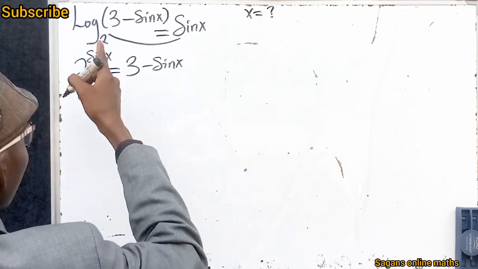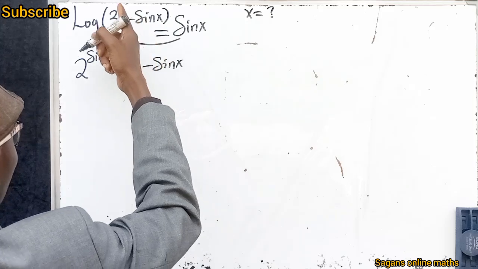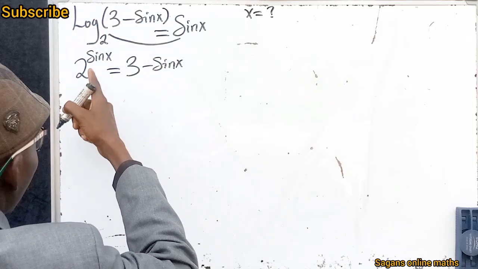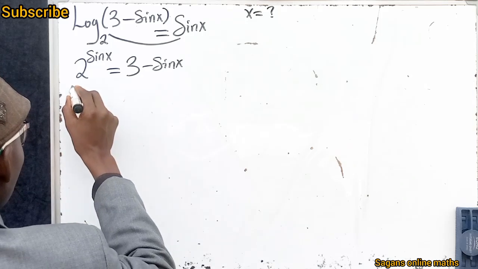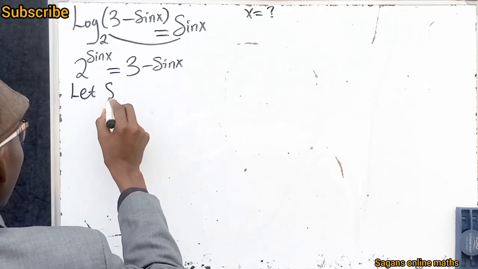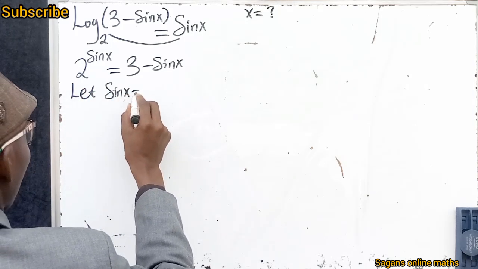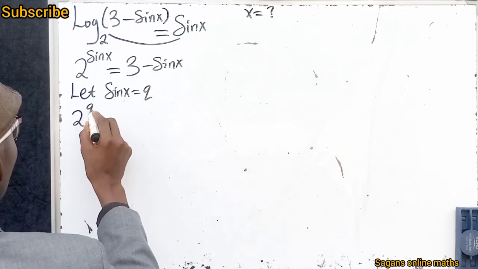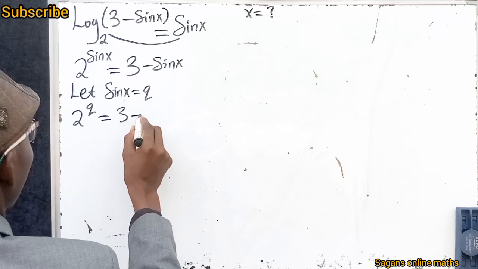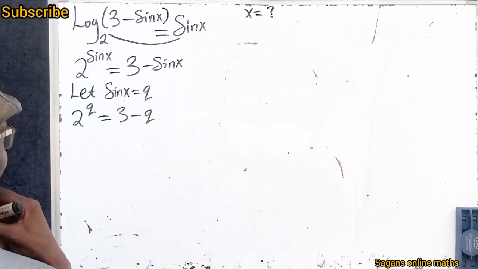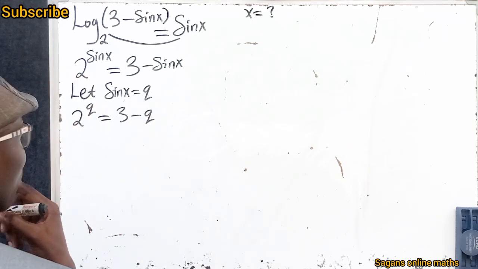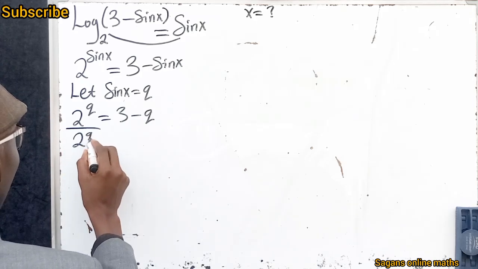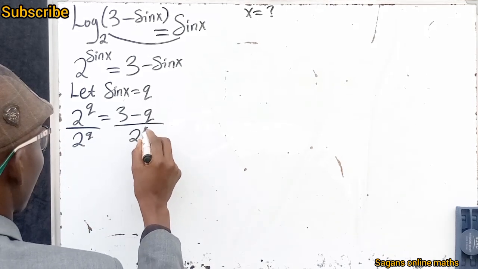You can see that we are removing this from exponential form because we are removing this from logarithm form, because there's no log again. We can see that something is common. We are not wrong if we say let sin x, which is common, equal q. That means 2 raised to the power of q will be equal to 3 minus q. Now we are going to divide both sides by 2 raised to the power of q.